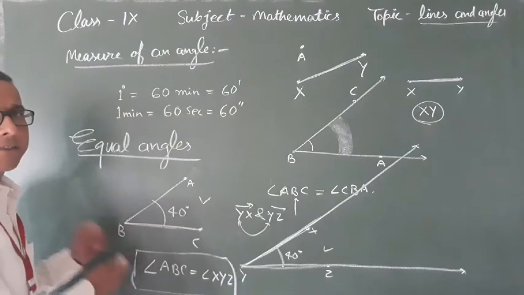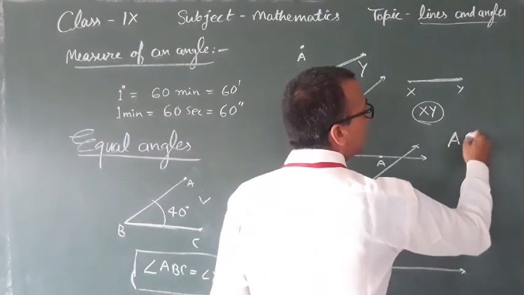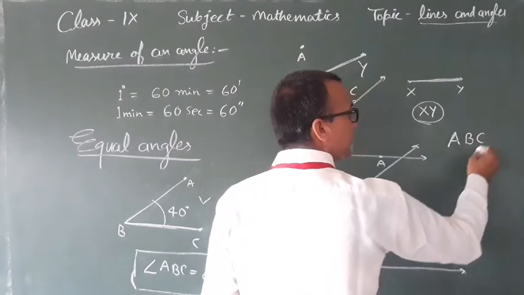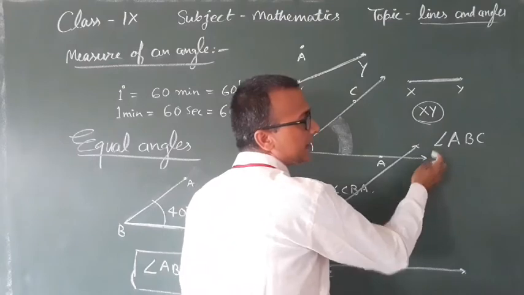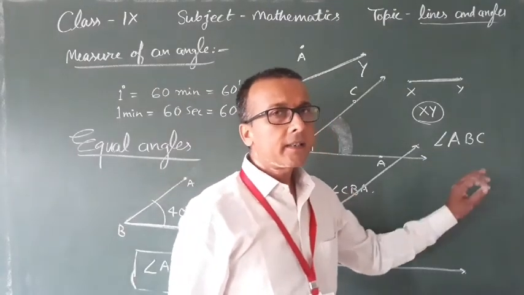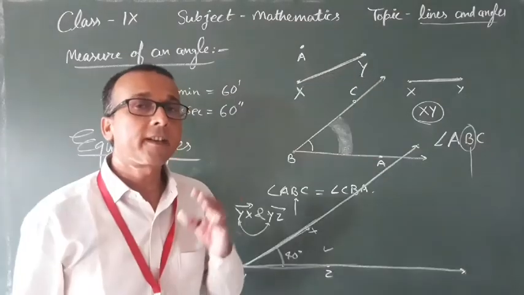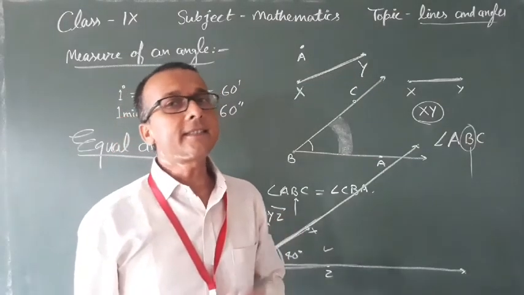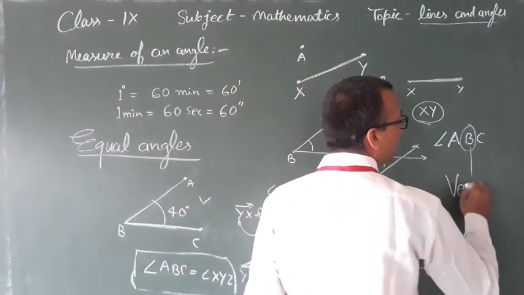For notation of an angle, we need three letters. Suppose ABC. This notation exists for angle. Angle ABC. Here it shows that B is the point from where the angle is starting. It means B is called the vertex.